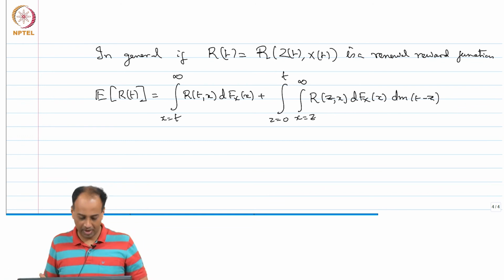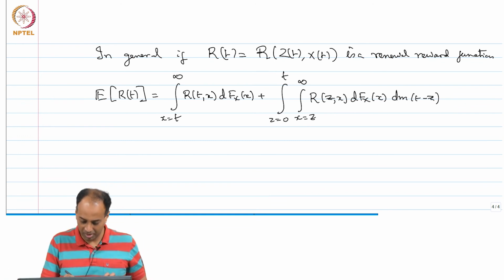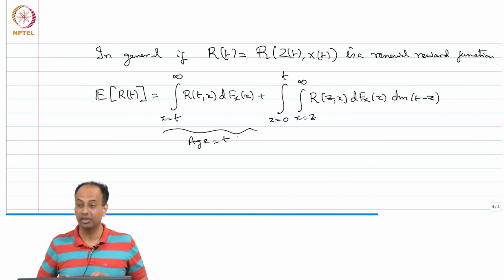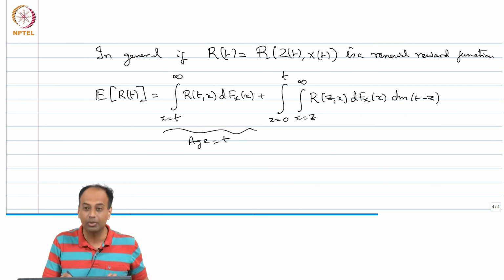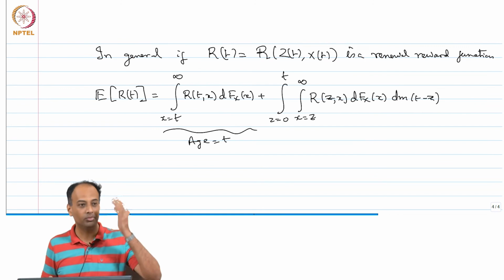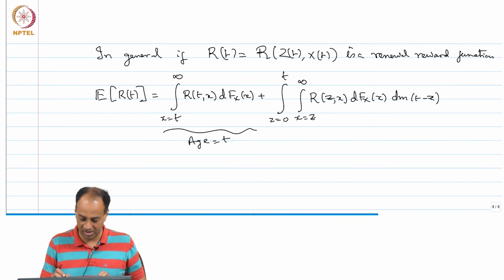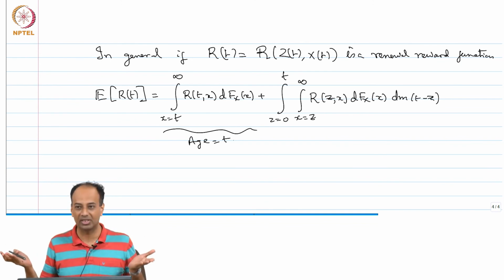Okay. So, again, this term corresponds to age equal to t, meaning there have been no renewals, which is why I am putting z equal to t, and then x has to go from t to infinity, r of t, x, dF(x). This is like we wrote down t times F(x) complement for expected Z(t). So, this first integral corresponds to there being no renewals until time t.